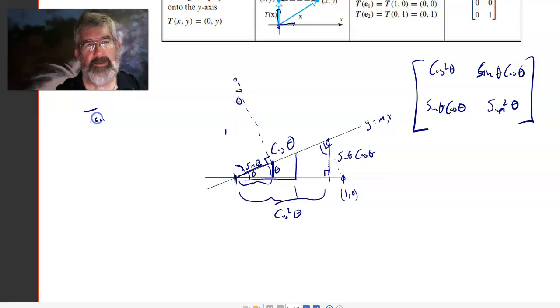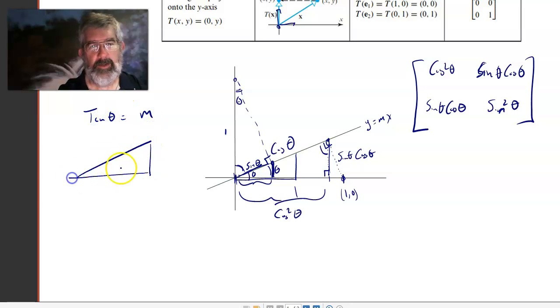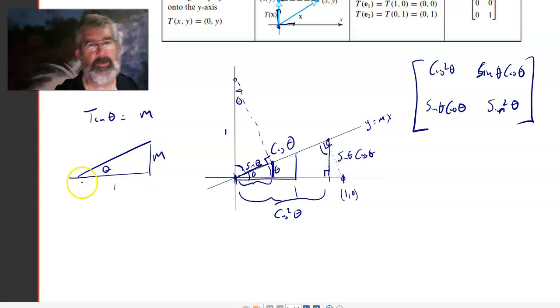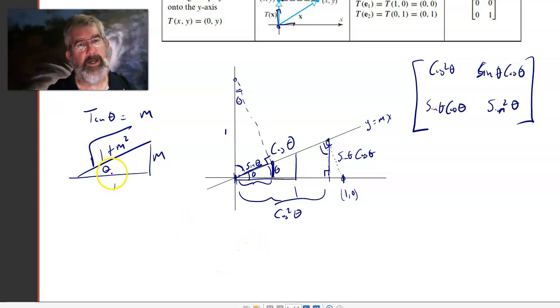So I know that the tangent of that angle theta is m, and I can draw this triangle. If this is angle theta, make the opposite side m and the adjacent side 1, so rise over run, or opposite over adjacent, is m. Then I can use Pythagoras to get the other side: the square root of 1 squared plus m squared. Now I can see what the sine of theta and the cosine of theta are in terms of m.